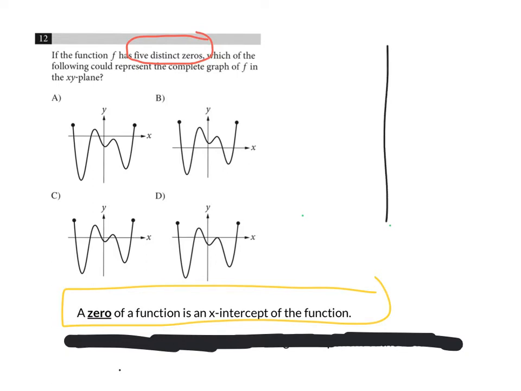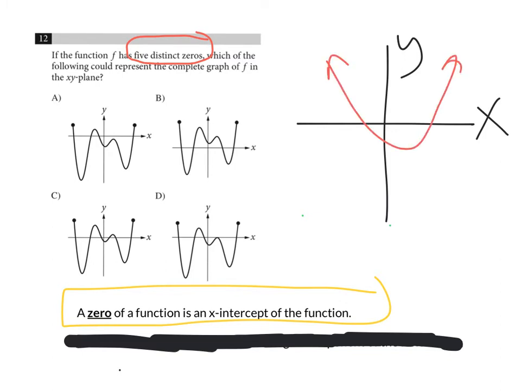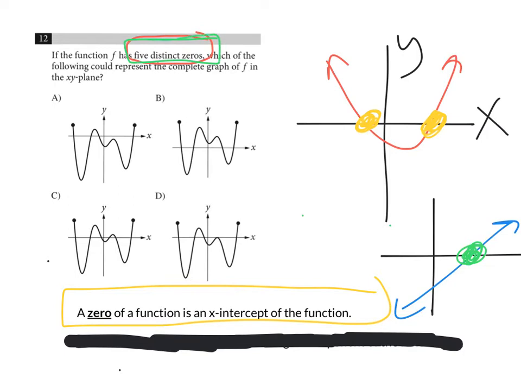So if you think about a graph, you have your x-axis, your y-axis. If I draw a parabola, this parabola has two zeros, two x-intercepts, because the parabola crosses the x-axis at two different points. If I draw a line on the graph, this line that I drew has one zero, one x-intercept. So this particular question says, if a function has 5 distinct zeros, which of the following could be its graph?